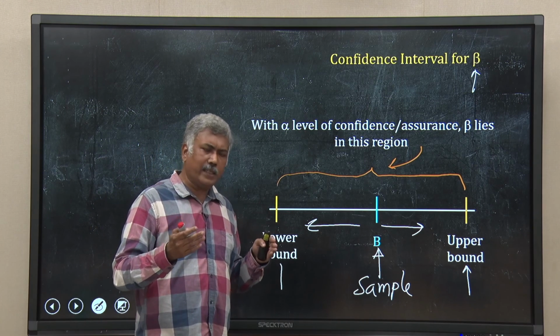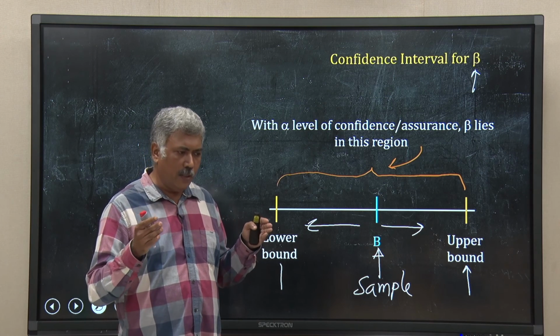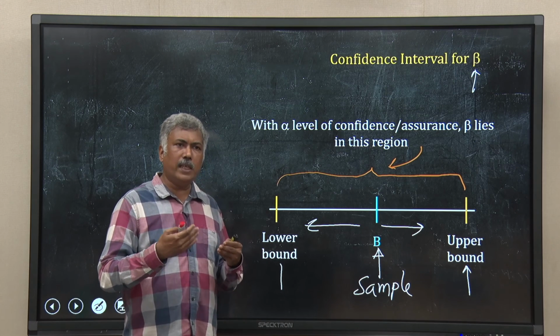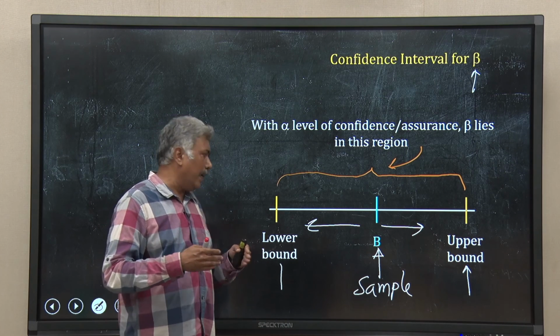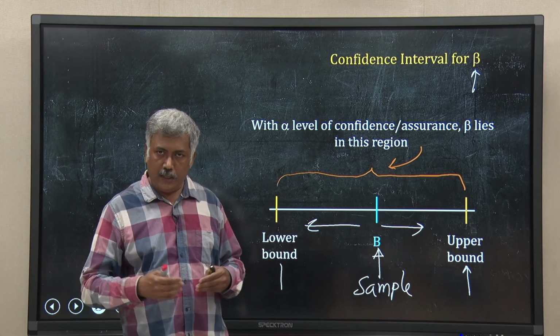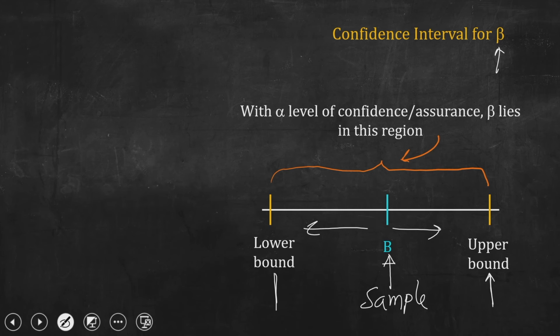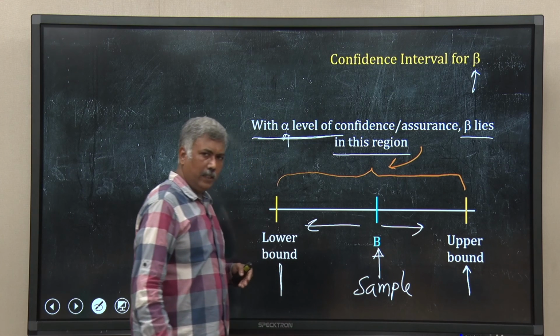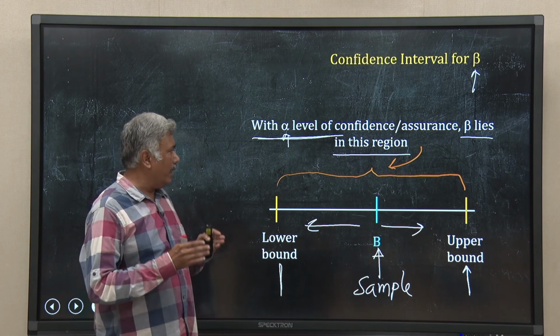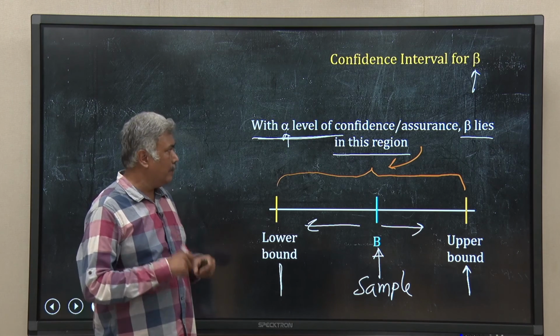Now, you can easily understand that you cannot have a straightforward yes or no answer for this question; there must be a probabilistic answer. So you can reframe your question: tell me the lower bound and upper bound with the assurance of 98% or 95%. So, what do we say? Tell me with a level of significance or level of confidence alpha, beta lies in a particular region around b, and that is called the confidence interval.